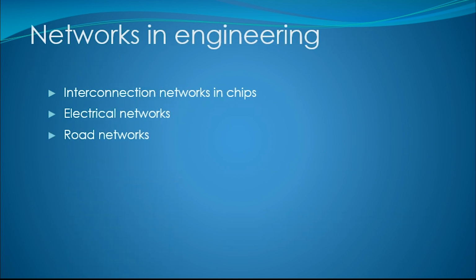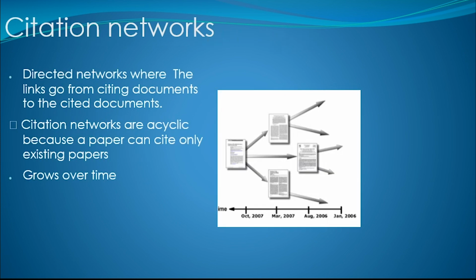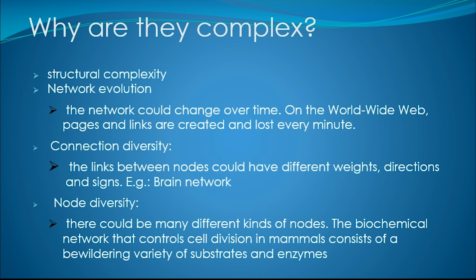So many other networks: electric networks, road networks, everything is a network. Again, citation networks. If you write a paper and somebody cites you, that is also modeled by a network. Relations between authors are also a network. And again, why do we call them complex?